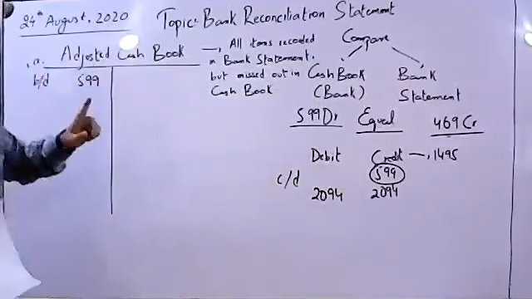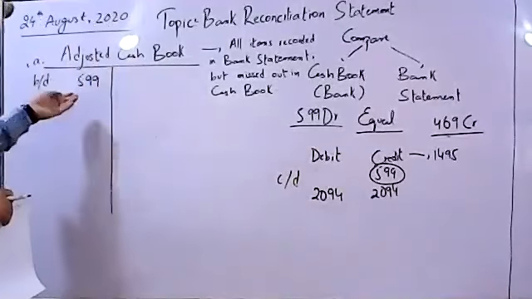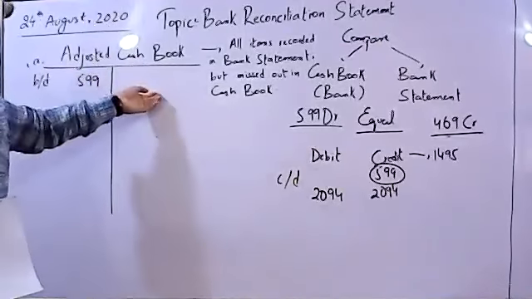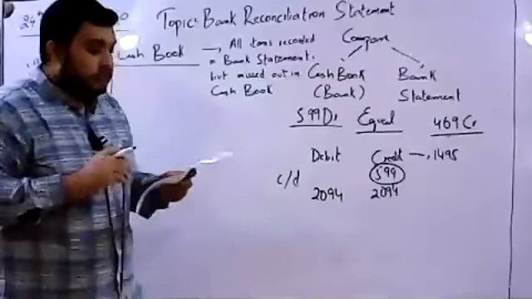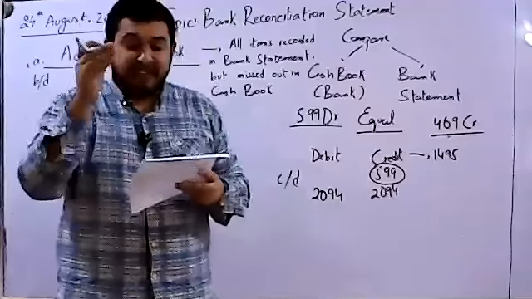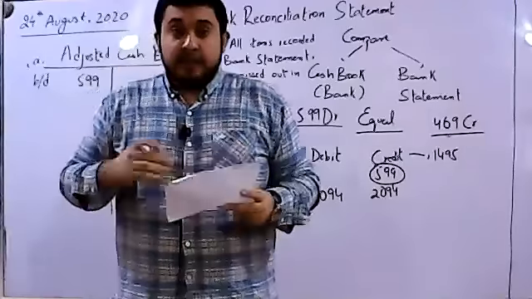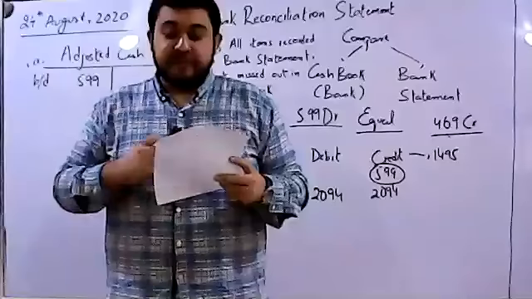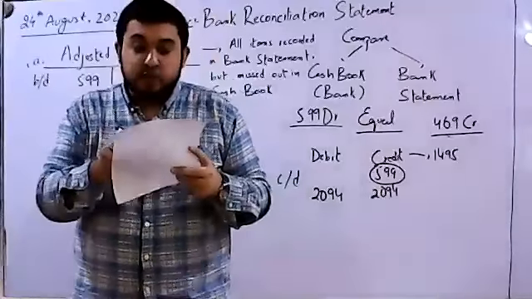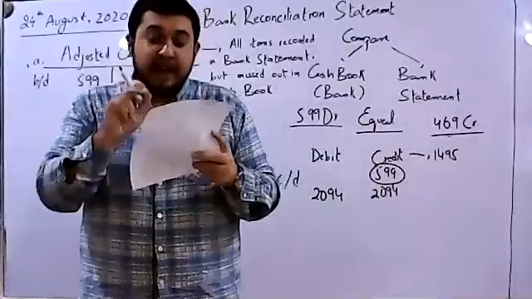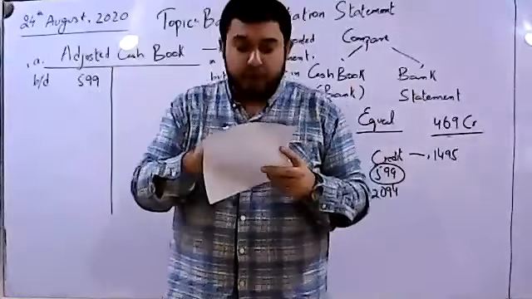Adjusted cash book always starts with the balance. Okay. What if it was an overdraft? The balance would have been recorded on this side. So starting with the credit side of the bank statement, the first amount on the credit side is 1204. Now we have to compare this figure and find whether this figure is recorded in the cash book or not.